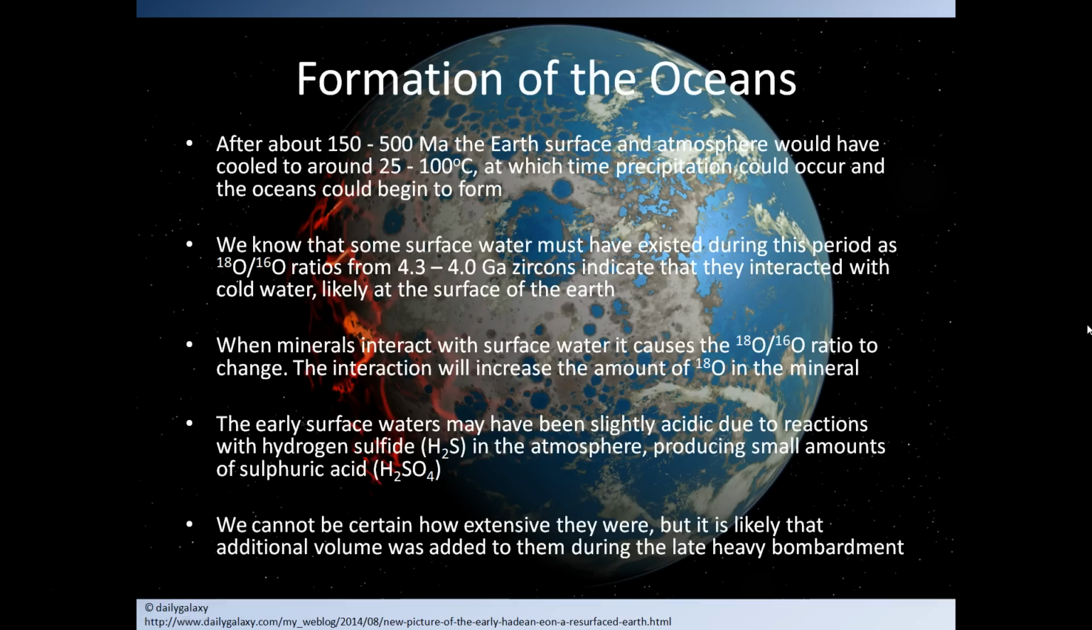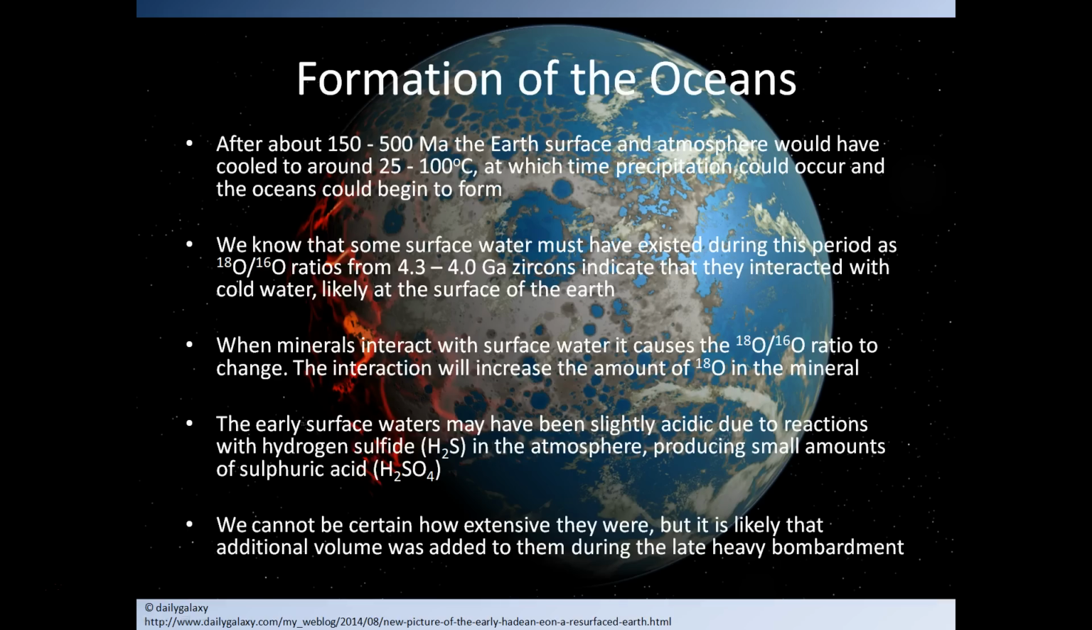Now, typically when we find a crystal that has a higher oxygen 18 concentration than we would expect, what's often happened is that the crystal has come into contact with surface water, i.e. cold water from the surface of the Earth. So this increased amount of oxygen 18 is a strong indicator that these zircons from about 4.3 to 4 billion years ago have come in contact with cold water from the surface of the Earth, and therefore that would very strongly suggest there were some kind of bodies of liquid water on the surface of the Earth during this period. So it would suggest that the first lakes and oceans were probably beginning to form anywhere up to 4.3 billion years ago.